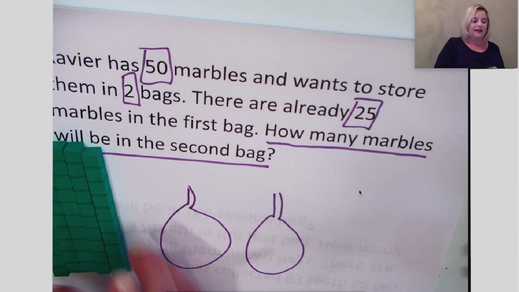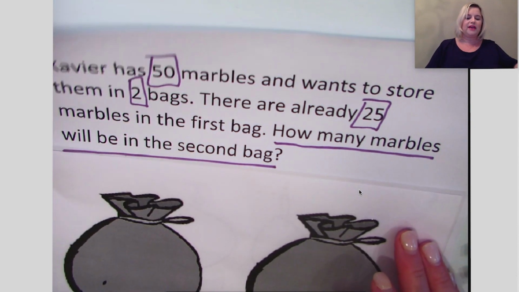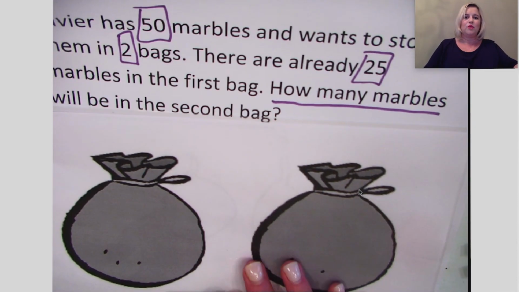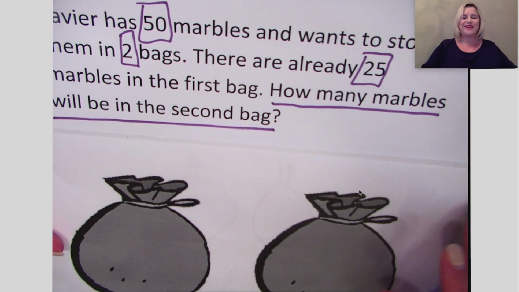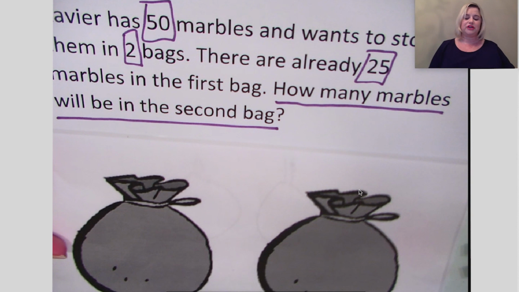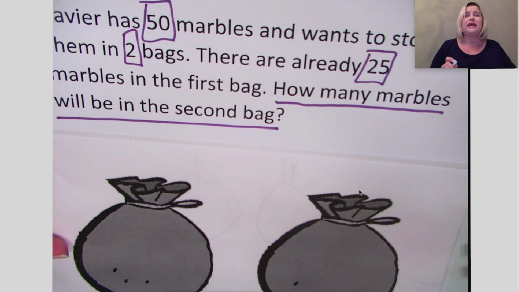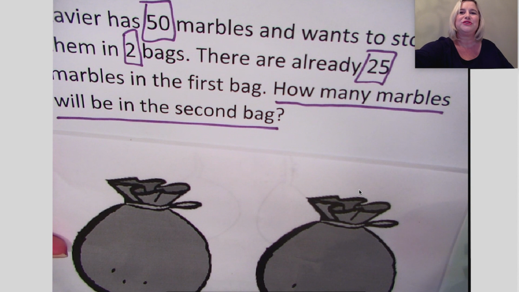And luckily, I already have this ready to go. So you go ahead and draw your 2 bags while I am getting mine set up. I'm going to make sure that my 2 bags are big enough for me to draw rods, but we don't want them too big where they take up the whole paper. Why don't you share your model? Show me your model.